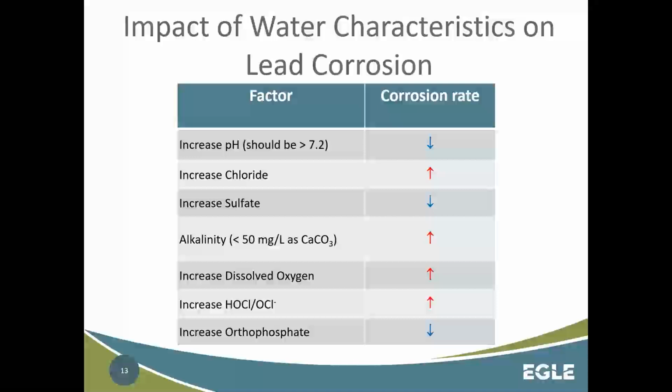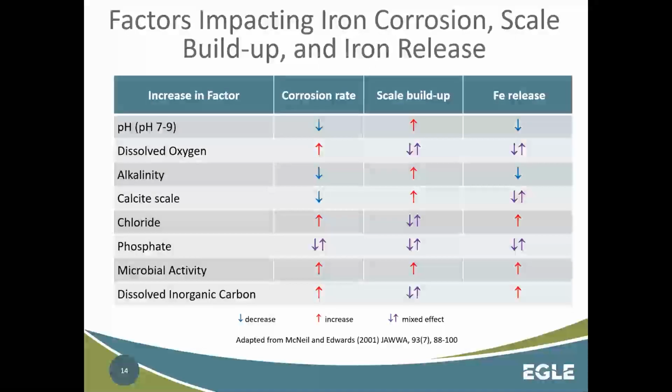Okay, so if we increase that pH, or if you decrease that pH, you can affect those corrosion rates for all of those other things there. So it's just a very complex thing. I think it's important that you understand there's a lot going on here. I could probably even add more to that list, but that was specifically from only one presentation, or one research paper. So, factors impacting iron corrosion, scale buildup, and iron release.